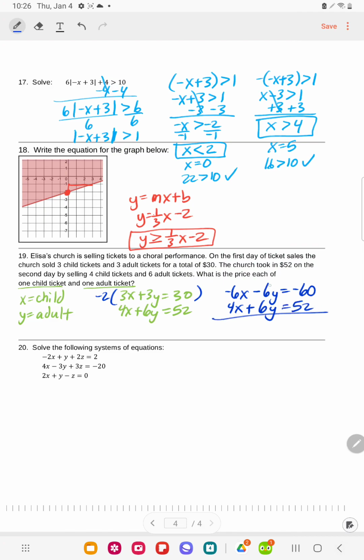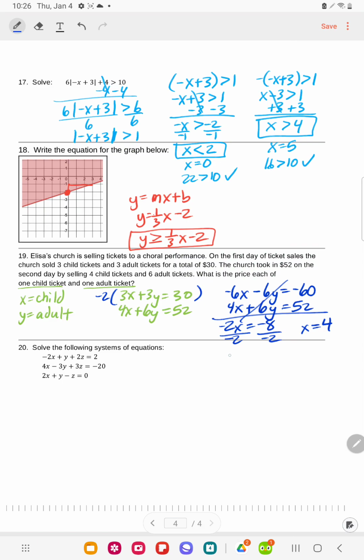So now we simplify. The negative 6y and the positive 6y cancel each other out. The negative 6x plus 4x gives us negative 2x. And negative 60 plus 52 is equal to negative 8. So divide by negative 2 on both sides. And then we get x. Our child ticket is worth $4.